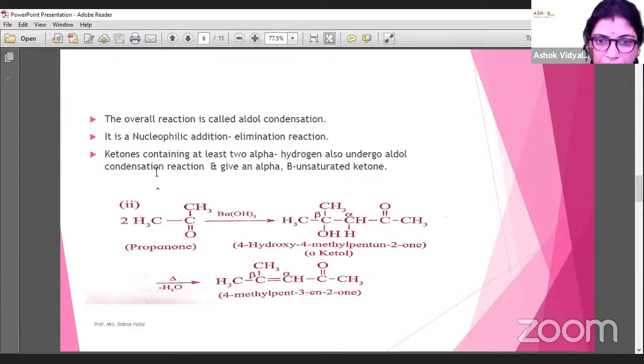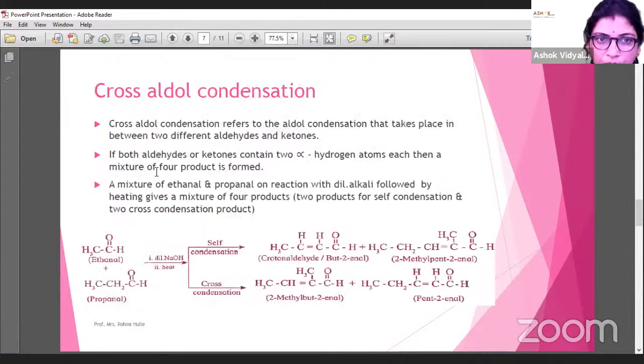Now next slide. This is cross aldol condensation. This is also very important for your examination. In the exam, you may be asked a question like: explain cross aldol condensation with a suitable example.